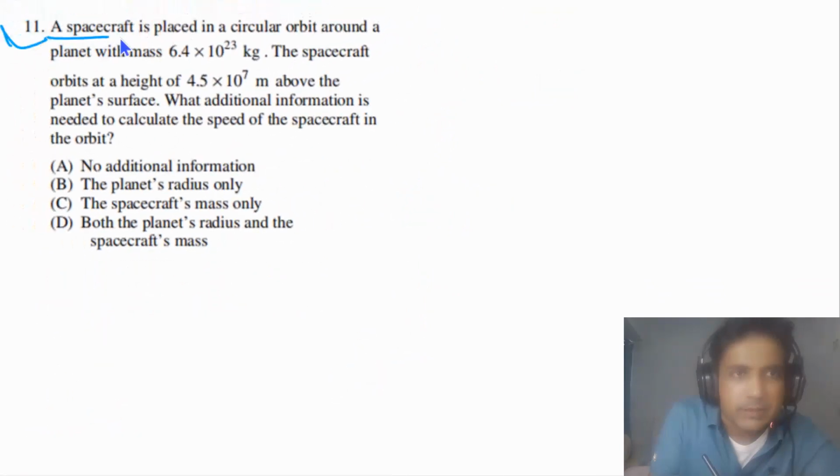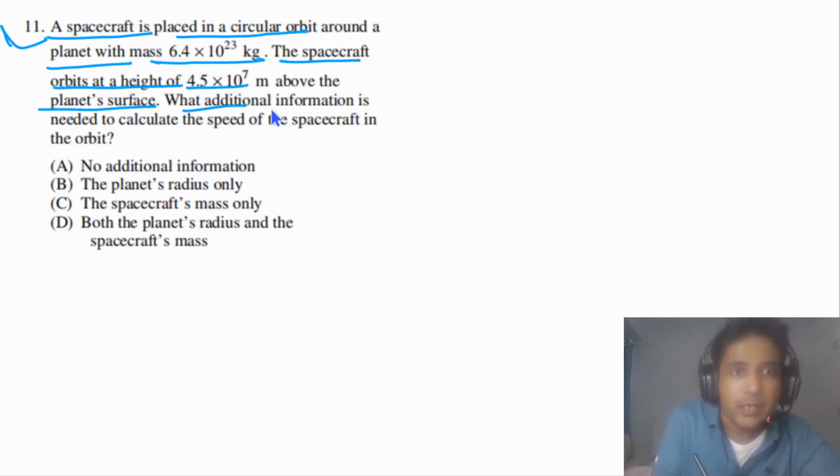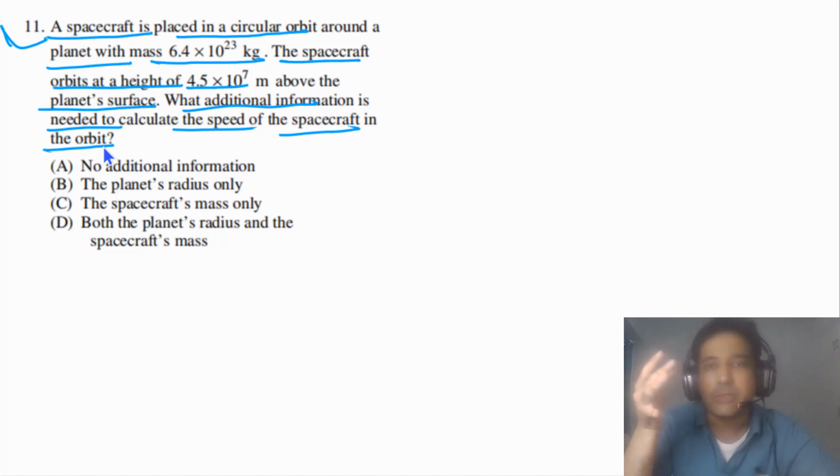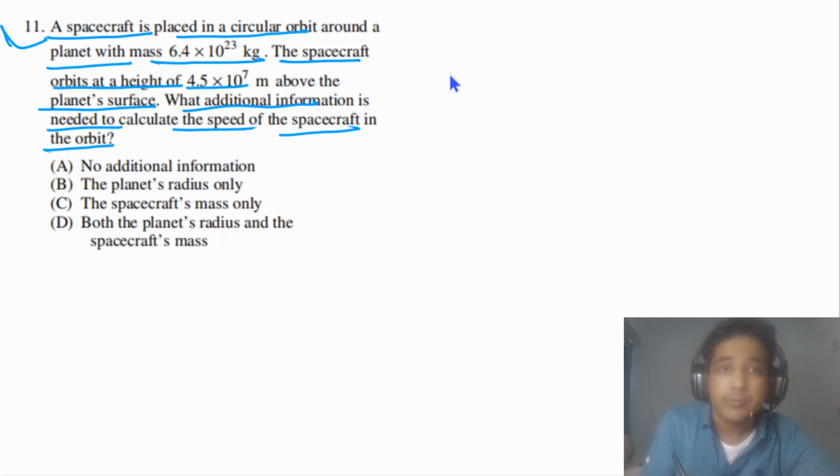Question 11 says a spacecraft is placed in a circular orbit around a planet with mass equal to 6.4 times 10 to 23 kgs. The spacecraft orbits at a height of 4.5 times 10 to 7 meters above the planet's surface. What additional information is needed to calculate the speed of the spacecraft in the orbit? So for this question, simply we need to calculate orbital speed.